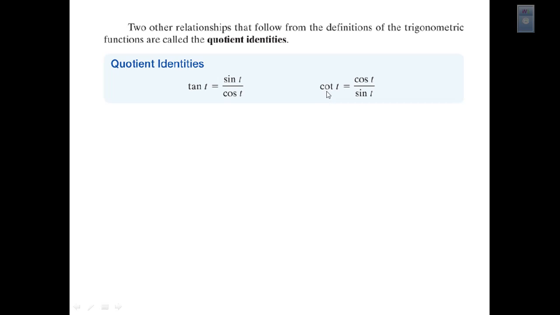Now you remember cotangent is just the reciprocal of tangent, so if we were to define tangent as sine t over cosine t and do its reciprocal, hey, guess what? We get this thing right here.